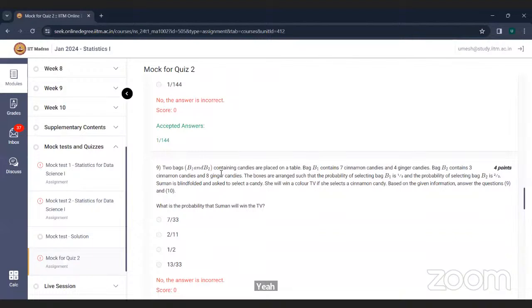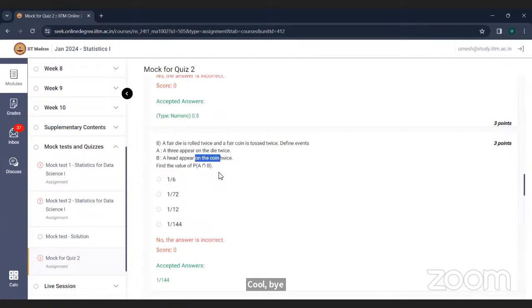Let's move to the second question. Two bags containing candies are placed on the table. Bag 1 contains 7 cinnamon candies and 4 ginger candies. Bag 2 contains 3 cinnamon candies and 8 ginger candies. The bags are arranged such that the probability of selecting bag 1 is 1 by 3 and the probability of selecting bag 2 is 2 by 3. Could you please explain that question 8 one more time, sir?